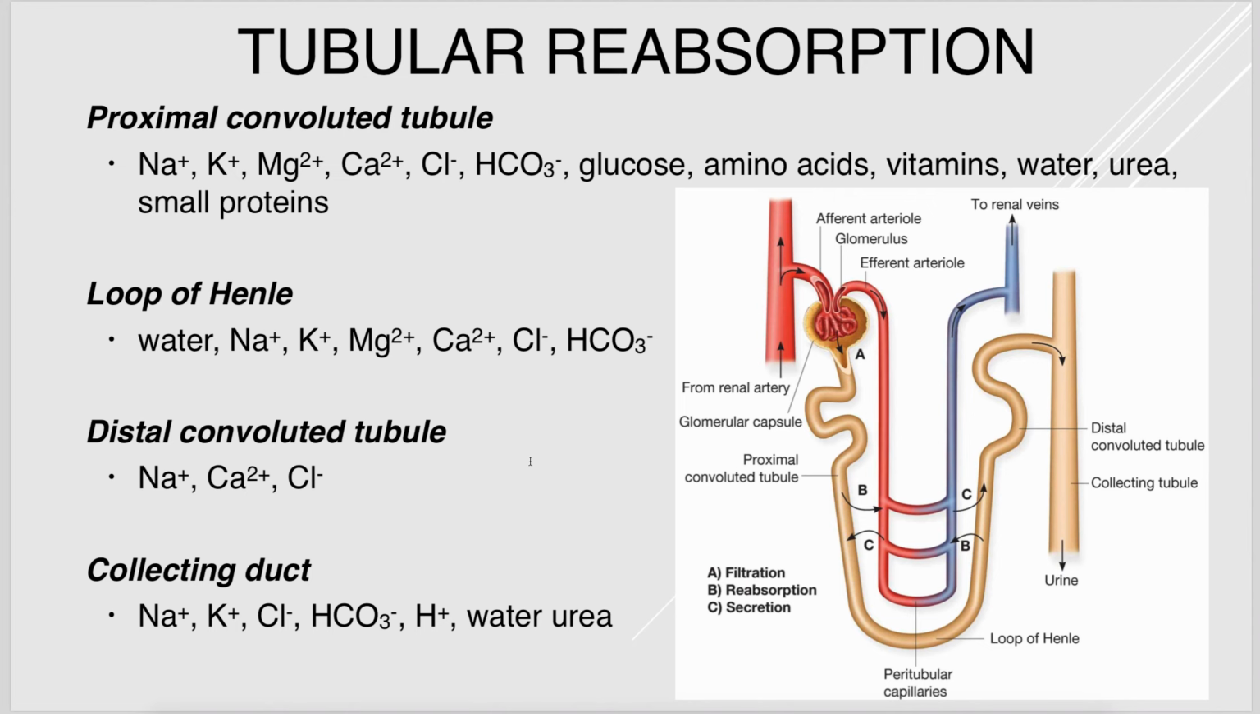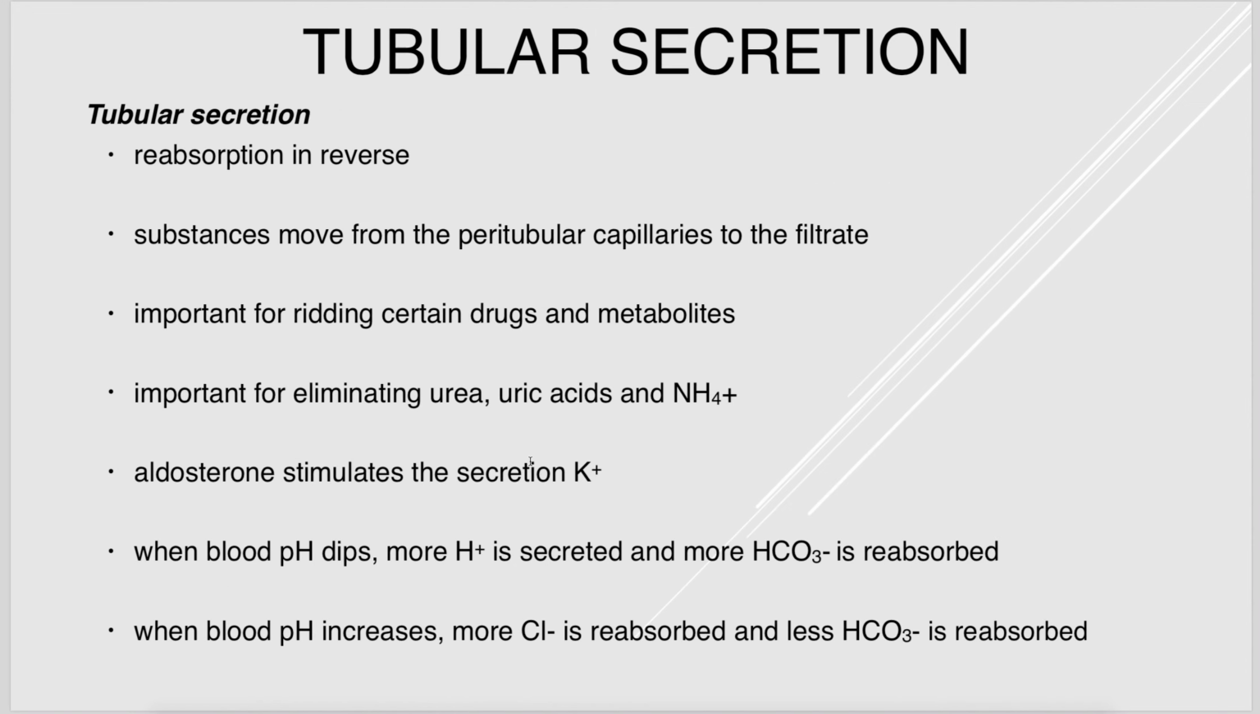For example, sodium is reabsorbed everywhere. Glucose is reabsorbed mostly in the PCT. Bicarb is reabsorbed everywhere except the distal convoluted tubule. So learn the exceptions, all right? And again, I'll only really ask one question about it, so just learn those big exceptions and you should be fine.